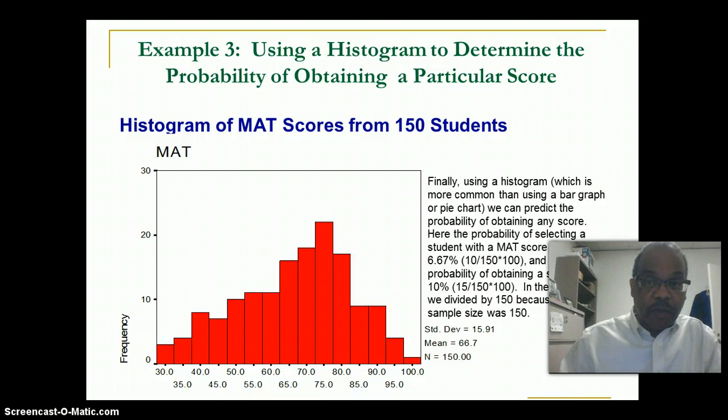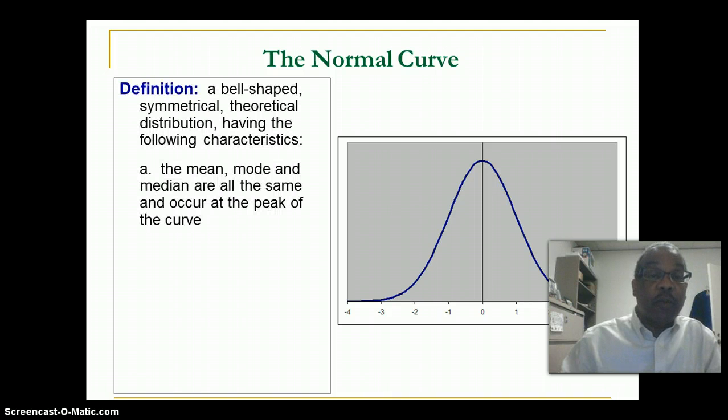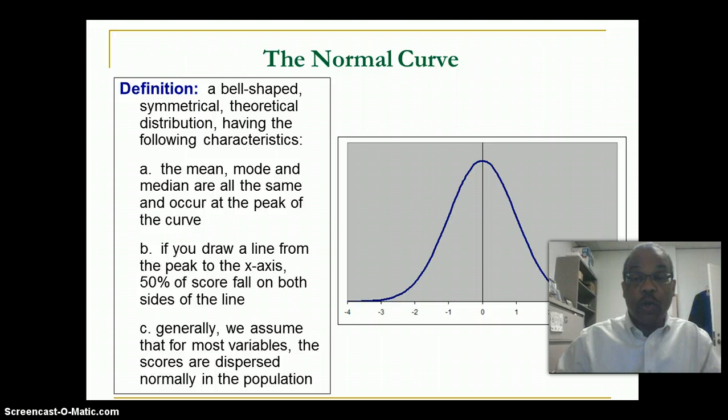So essentially, we can use the normal curve, which really is just a histogram with a large number of subjects. We could use that same principle as we look at the normal curve. So let's look at some characteristics of the normal curve. Let me show all of these to you at once. Again, we said the normal curve is a bell-shaped curve that has certain characteristics, right?